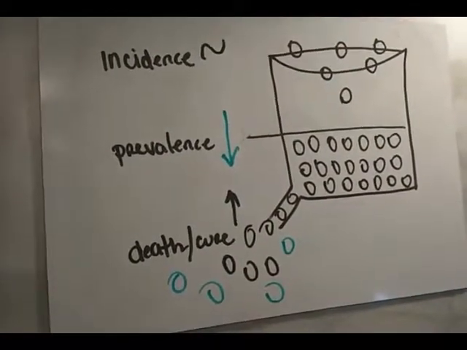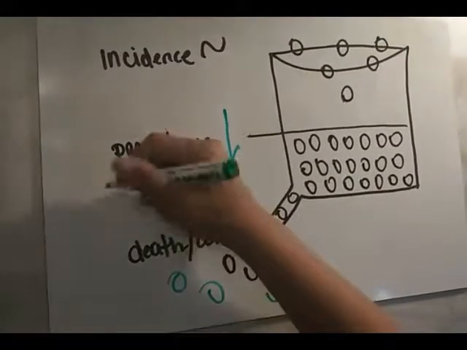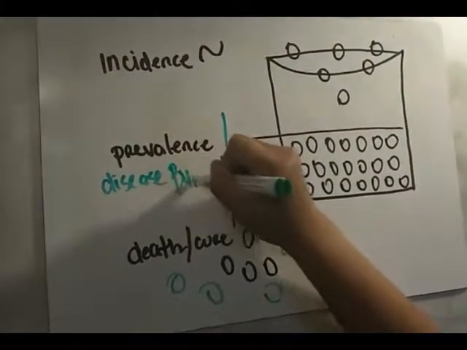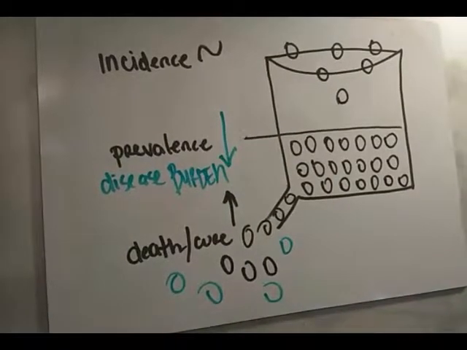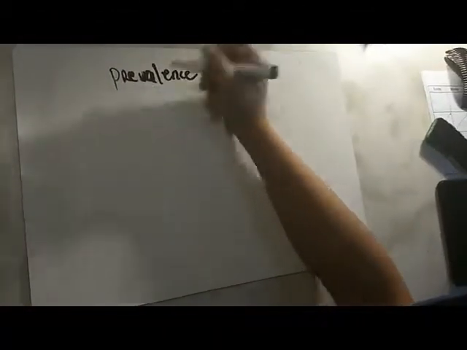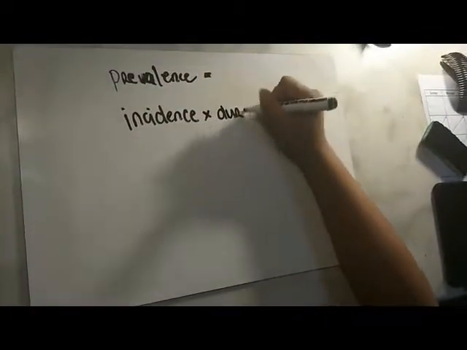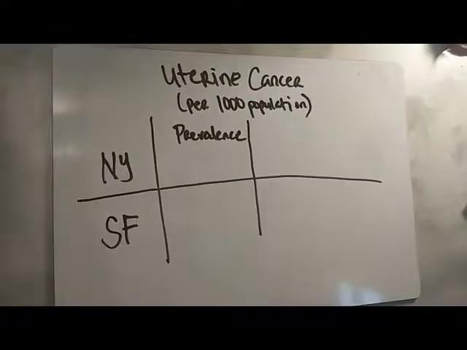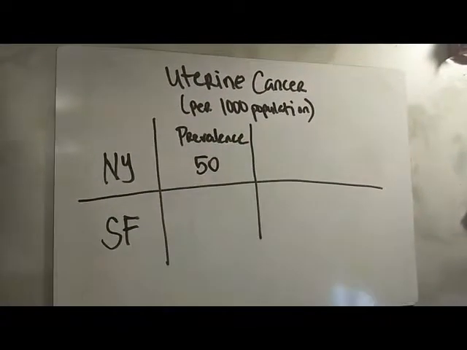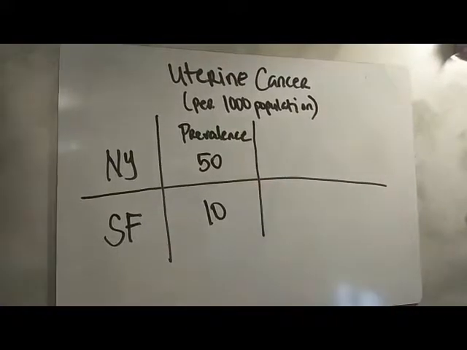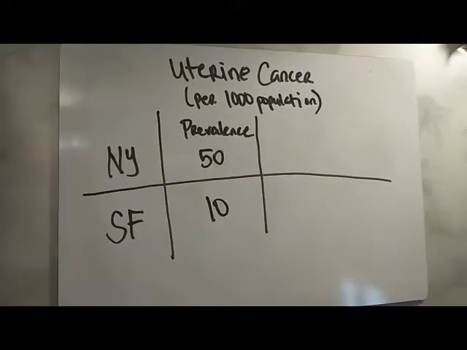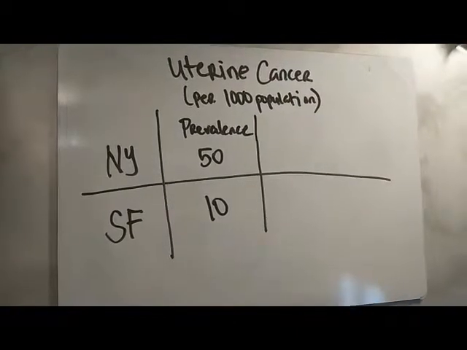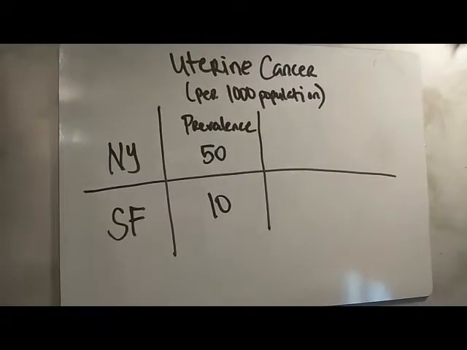So prevalence is a measure of disease burden, and it is a great tool for planning the allocation of health services. Prevalence is incidence times duration, and duration is determined by the death rate or the cure rate. Let's use the example of our uterine cancer disease in two different populations. One is the population of New York, and the other population is in San Francisco. We'll say New York has a prevalence of 50 cases per 1,000 population, and San Francisco has a prevalence of 10 per 1,000 population.